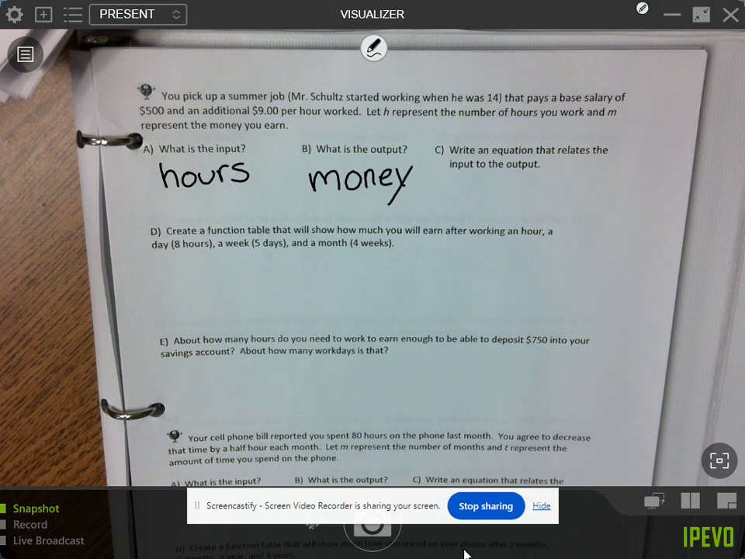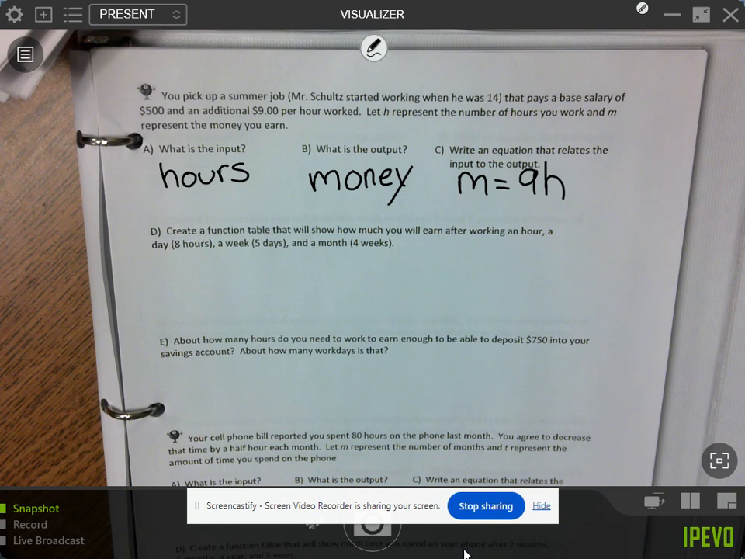So write an equation that relates the input to the output using all the information given to us in our problem. You already know, Grace? What do you think it would be? M equals 9H. Show me your thumbs. Do you think that that is our equation, or do you think it is something else? Rowan, you have a thumbs down. Why do you have a thumbs down?